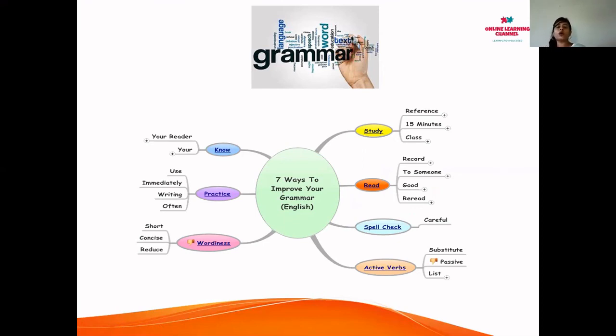Study: make sure that you use different references when you're studying, and so on. Reading: record your reading. Ask someone to listen to the way you read, and make sure you reread. Familiarize yourself with your difficult words when you are reading. Spell check, which is very, very important. When I mark your paper, I mark your spelling as well. So please be careful of your spelling. And your active verbs, be careful of that as well.